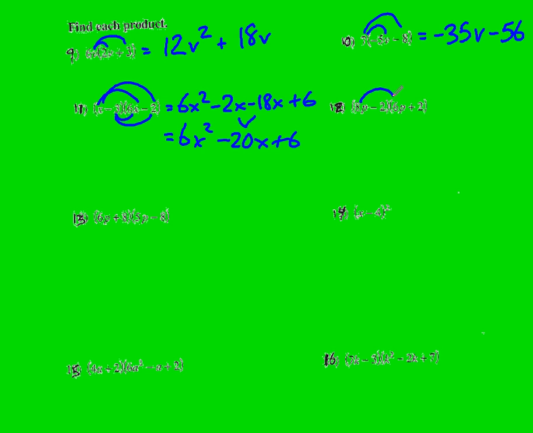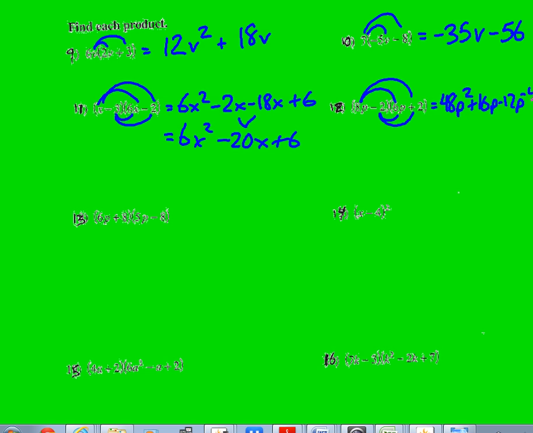This one, first, 8p times 6p is 48p squared. Outside, 8p times 2 is 16p. Inside, -2 times 6p is -12p. And then -2 times +2 is -4.